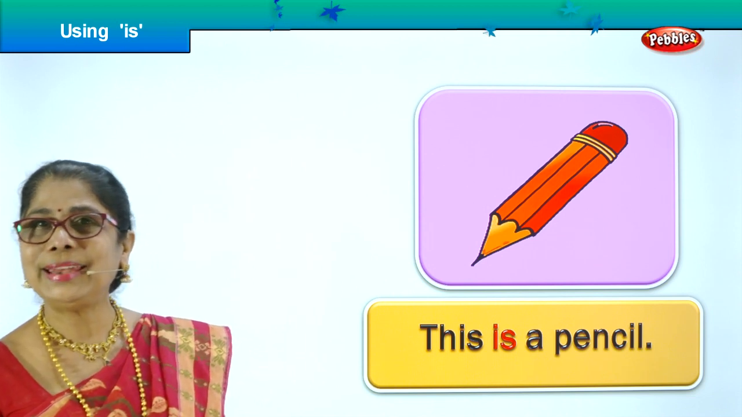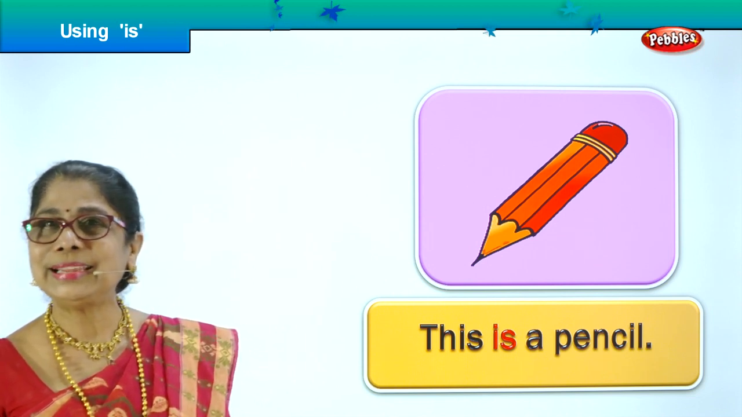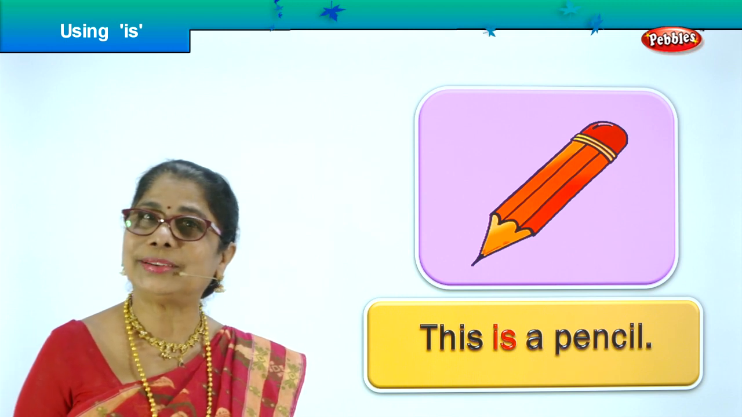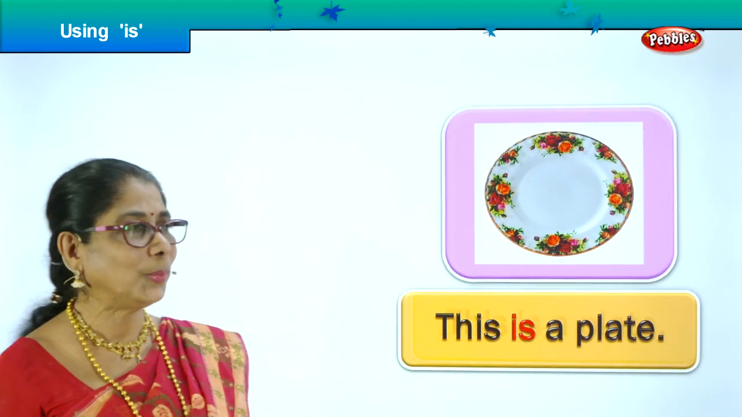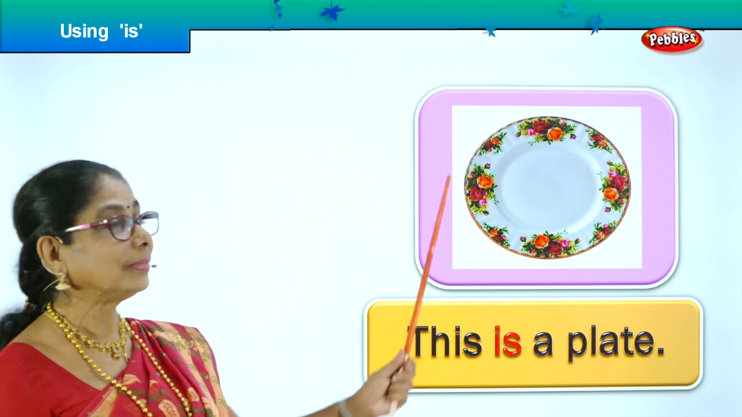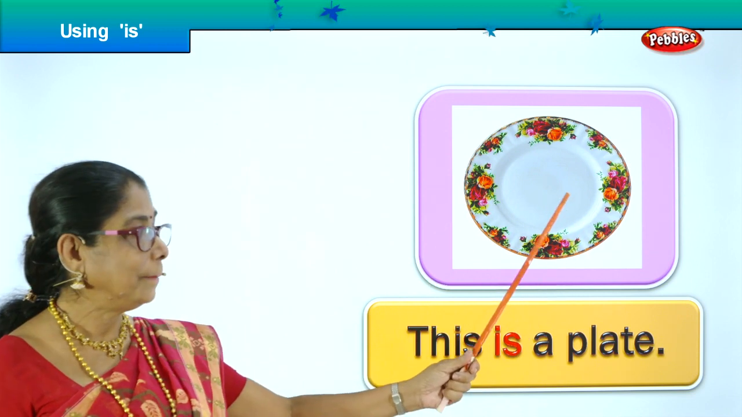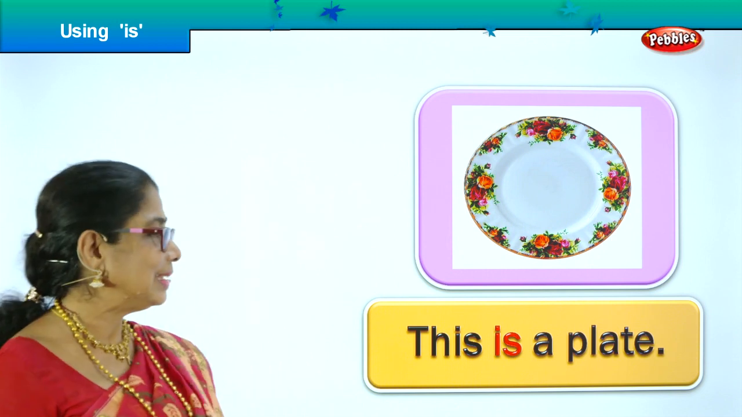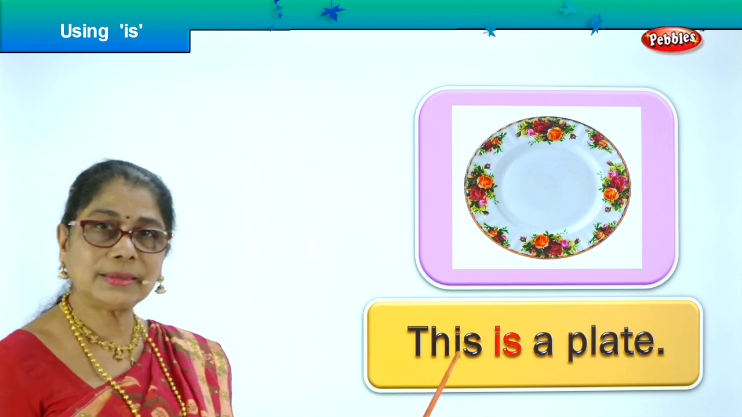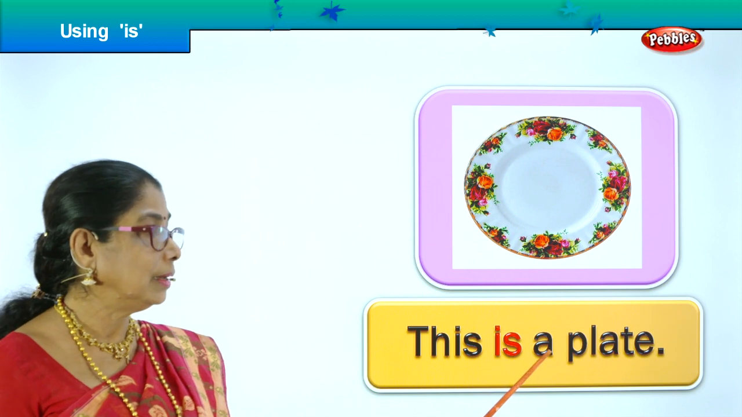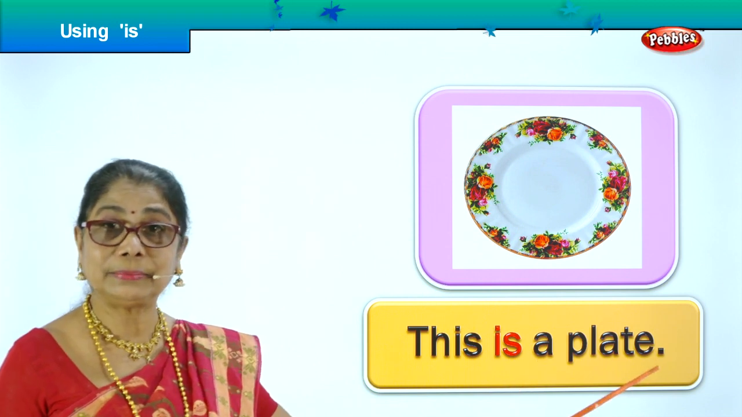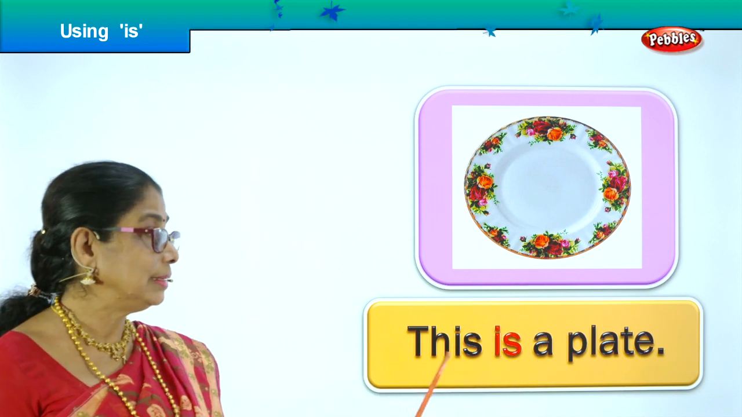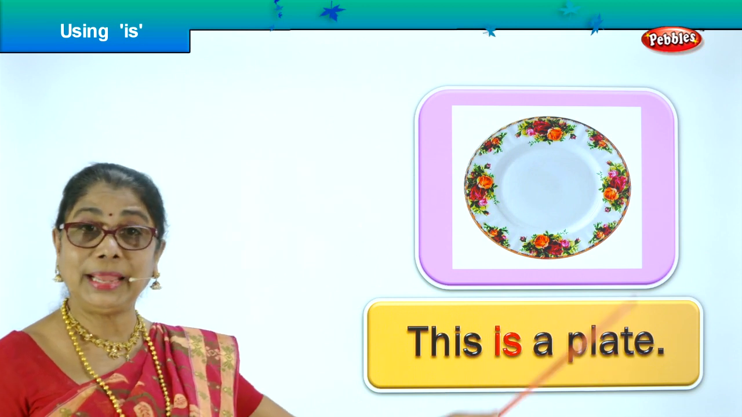Are you learning to read now? And the use of is in it? Let's go on to a new picture. Look what we have here. What is this? Plate. You eat in this plate, yes? Yes. What is this? This is a plate.